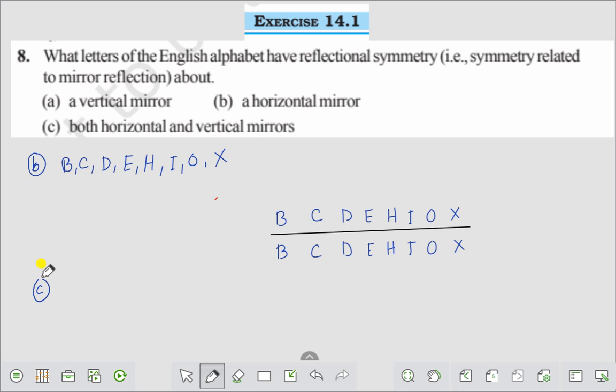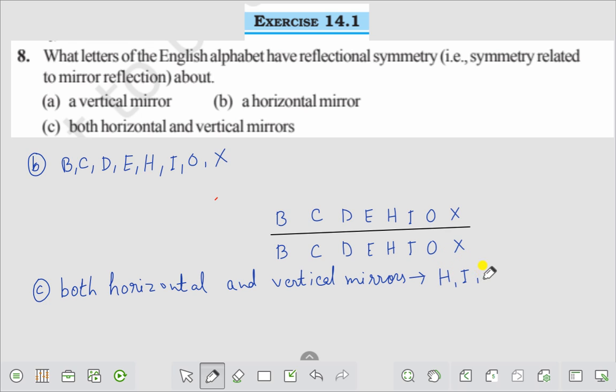Both horizontal and vertical mirrors. The letters are H, I, O, X.